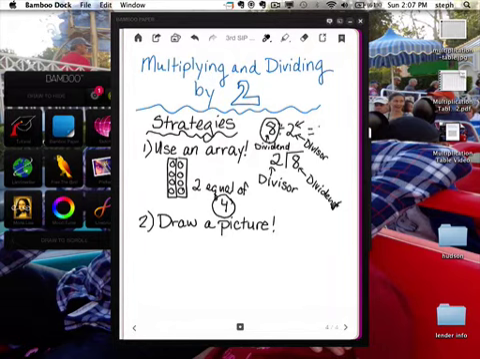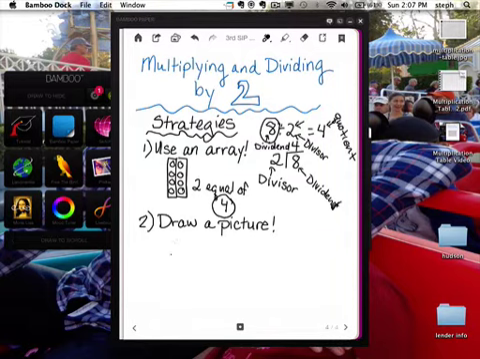So 8 divided by 2 is 4, and that is called my quotient. And I can also write my 4 up here in a different manner. So you put your 4 on top, and that's your quotient as well. So that's how you use the array. Now we're going to draw a picture.